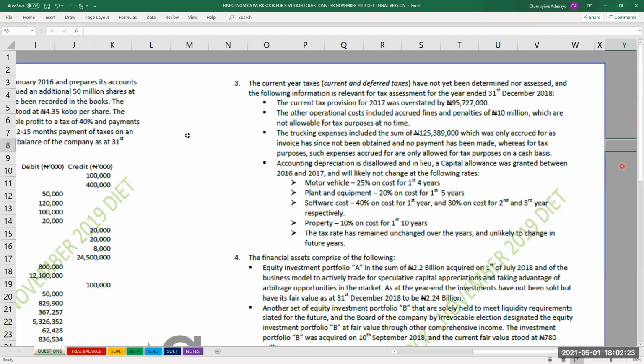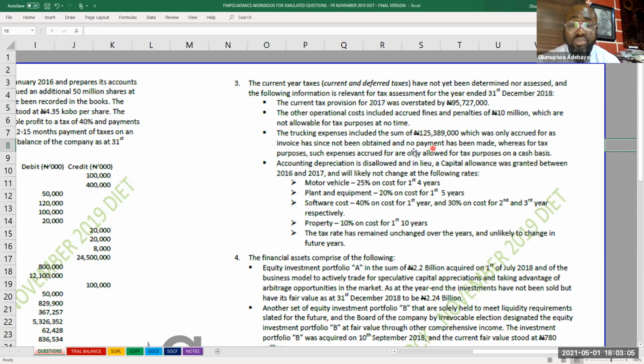Okay. The trucking expense included the sum of 125,389,000, which was only accrued for as invoice has since not been obtained. And no payment has been made. Whereas for tax purposes, such expenses accrued for are only allowed for tax purposes on a cash basis. This is similar to what we discussed 2 days ago in the question of income tax.